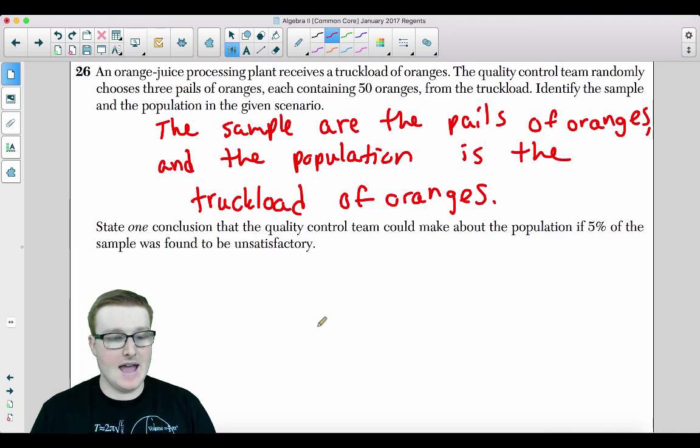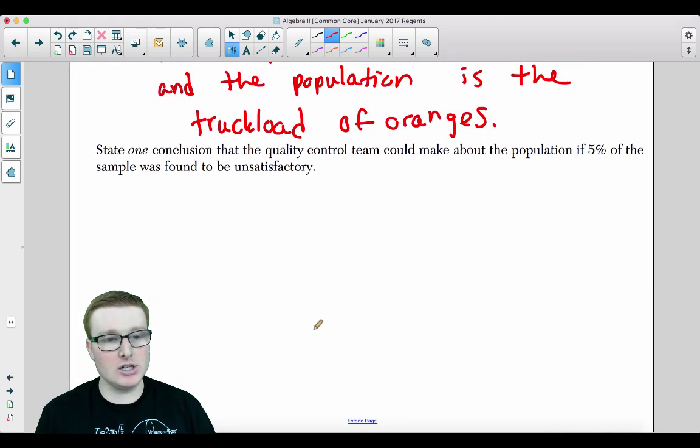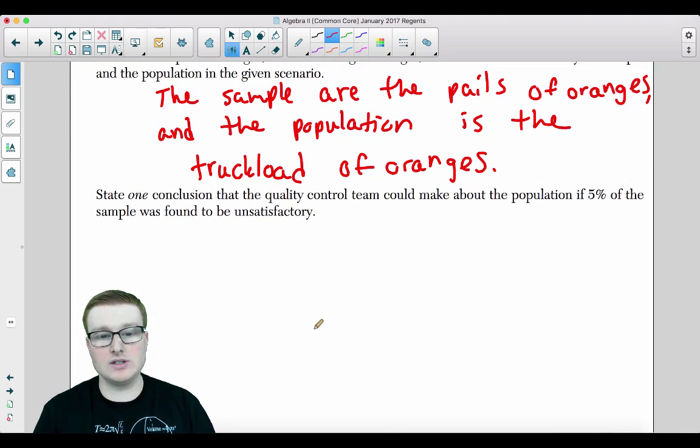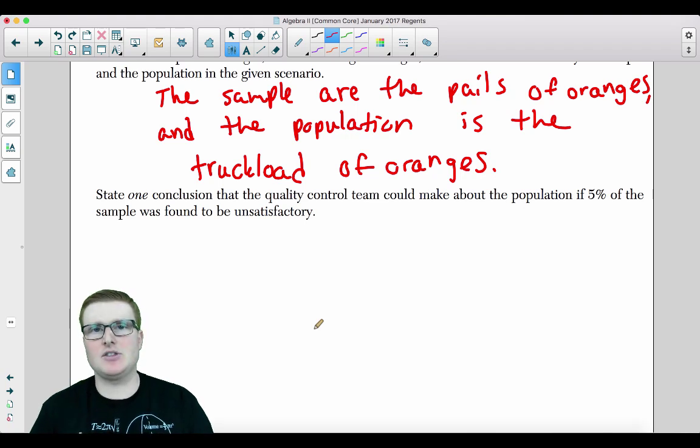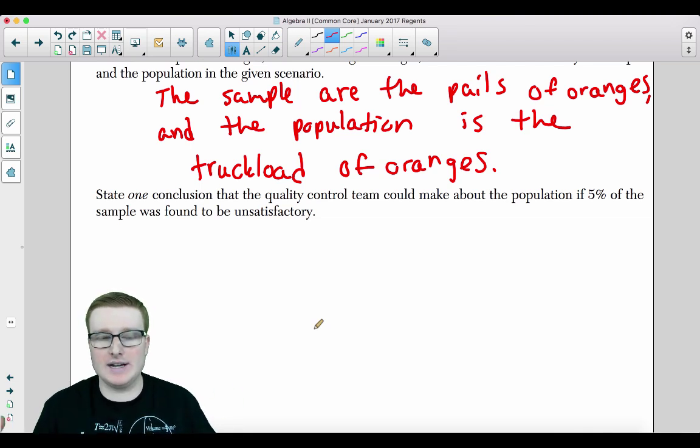Now it says down here, state one conclusion that the quality control team could make about the population if 5% of the sample was found to be unsatisfactory. So that means that there could be some dents, hopefully no molds, but maybe some divots, holes, whatever it is.